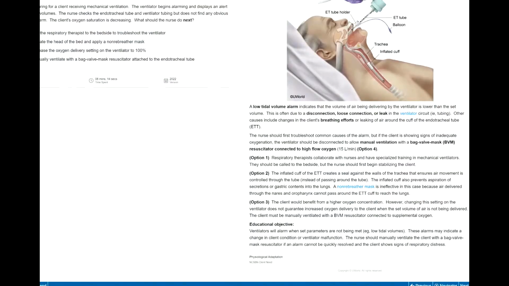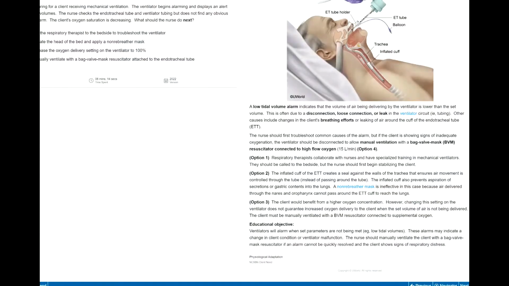So in this case, we know that ventilators alarm when parameters such as our tidal volume are not being met, whether it's due to machine malfunction or a change in our client's status. As the nurse, you should try to troubleshoot any alarms for obvious causes and manually intervene with the bag valve resuscitator if there's no obvious causes that are found and our client is experiencing respiratory distress.